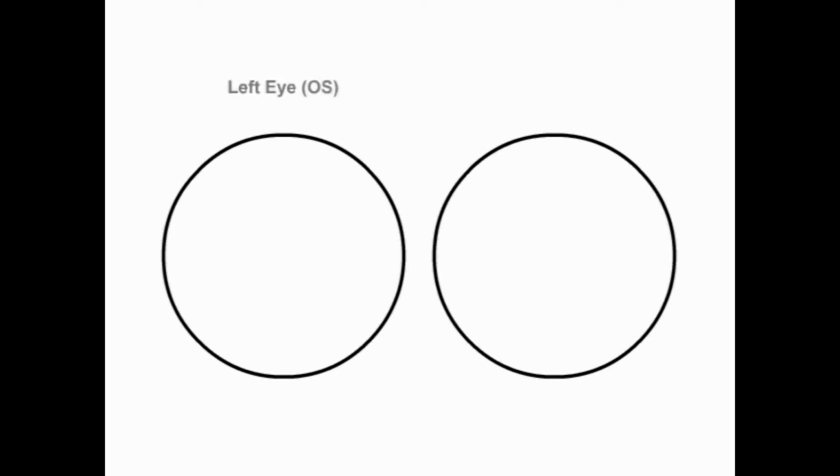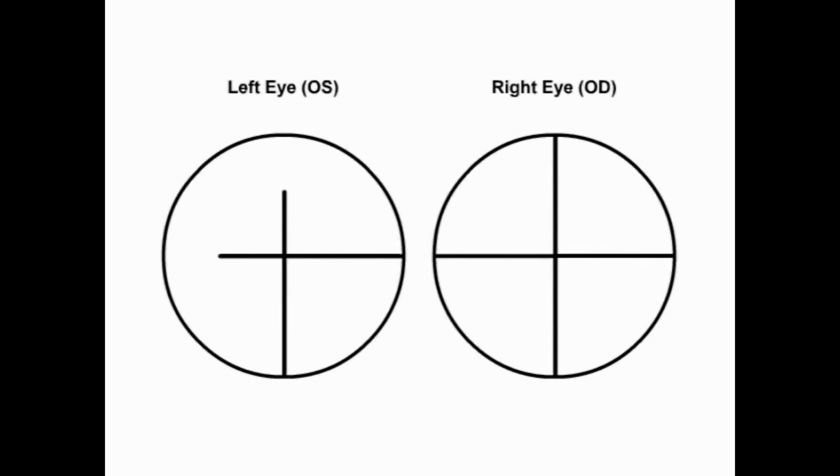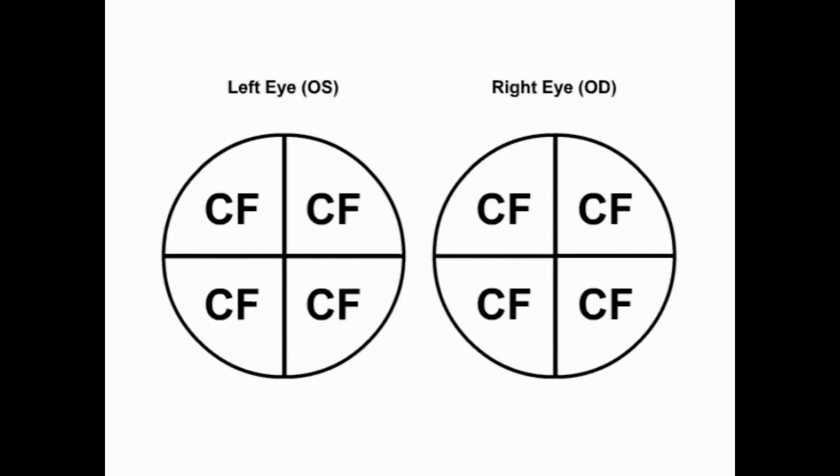The results of confrontation visual field testing should be recorded on two circles corresponding to the visual field of each eye. The left circle applies to the left eye, the right circle to the right eye. Divide the circles into 4 quadrants by a horizontal and vertical line that cross at the point of fixation. If the patient can count your fingers displayed in each quadrant, mark that as CF. If not, darken in that quadrant.